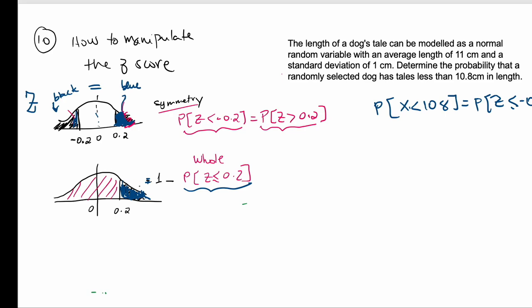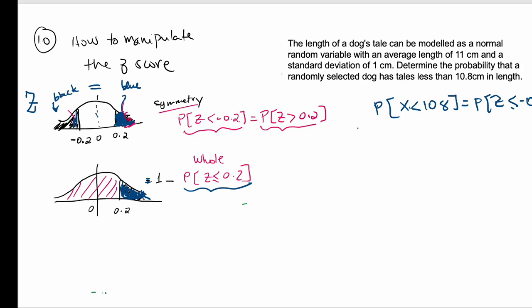You will think about this. Imagine the whole area minus the pink stuff. You would be left with exactly what you want, right? So this is always 1 minus the probability of z being less than or equal to 0.2. Now, both of these reasonings together will give me the answer. Why? Because now I can go and look it up in the table.